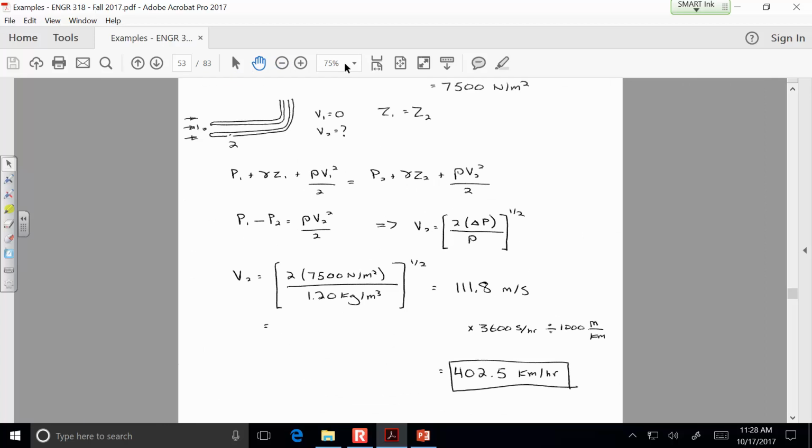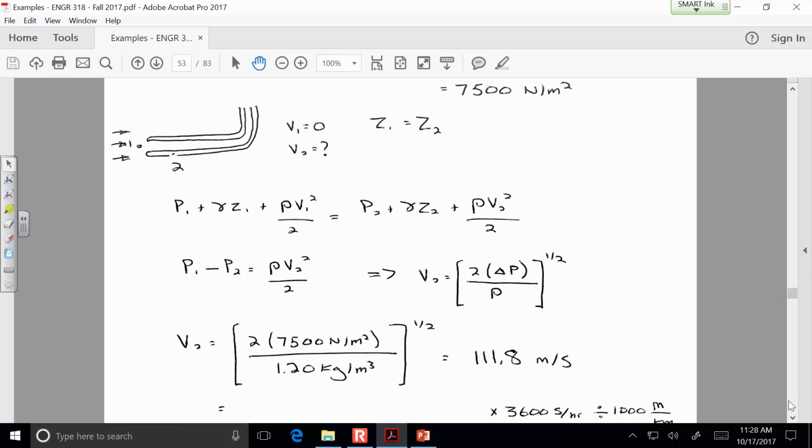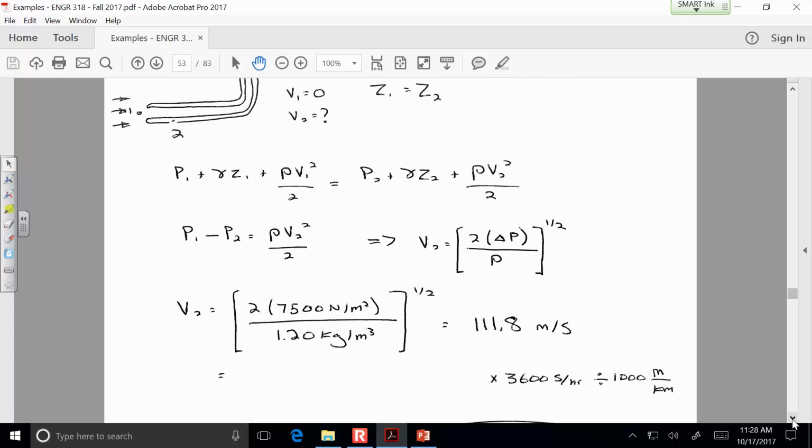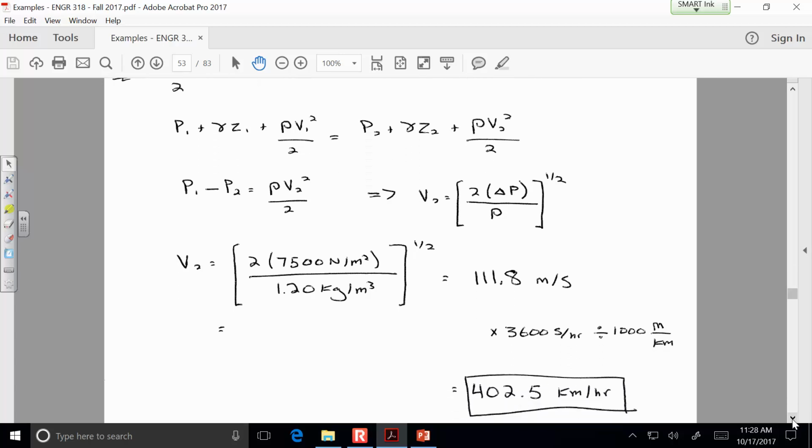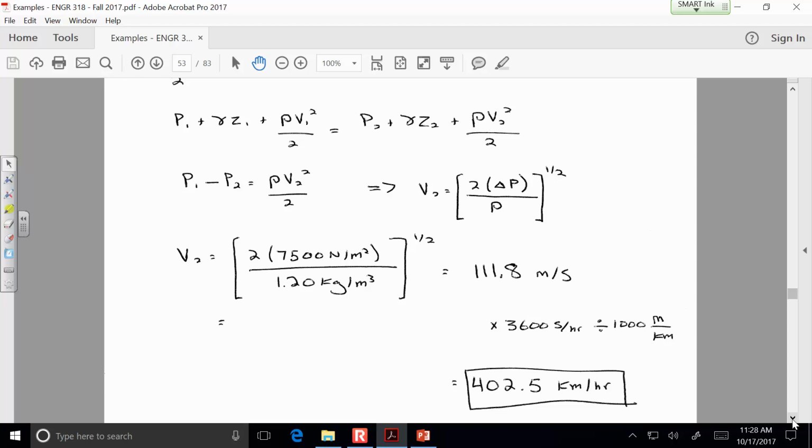What it ends up being is about 400 kilometers per hour. So that should be plenty for a Cessna. They don't go that fast. Any questions on this example? All right.